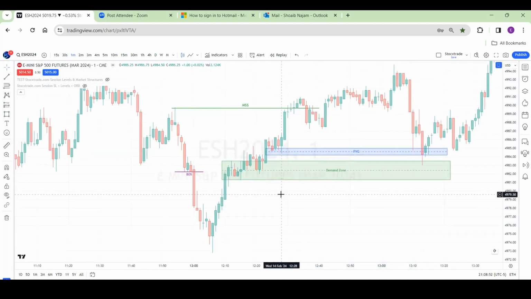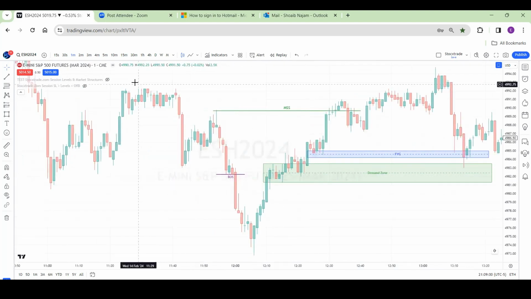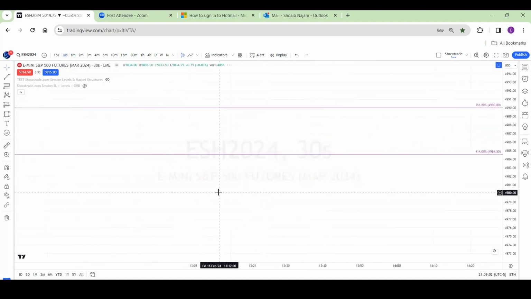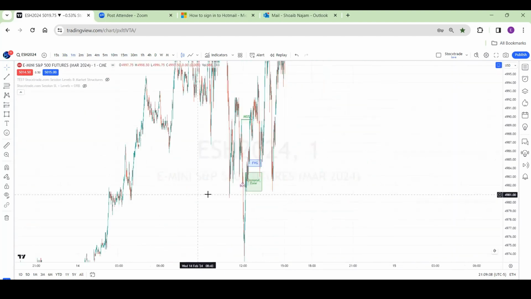Let me see if this is the discounted zone or not. So the market was coming down here and then came down here. If you see, I'm just showing you in 30 seconds. It is not recommended, but okay, let's leave it.